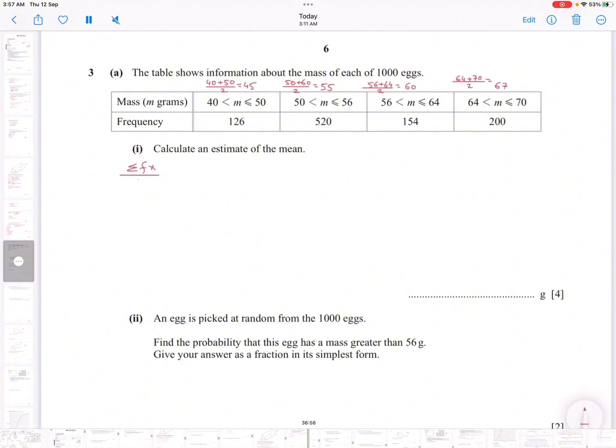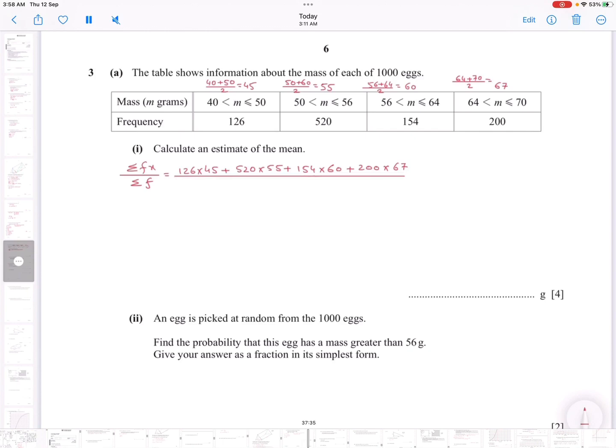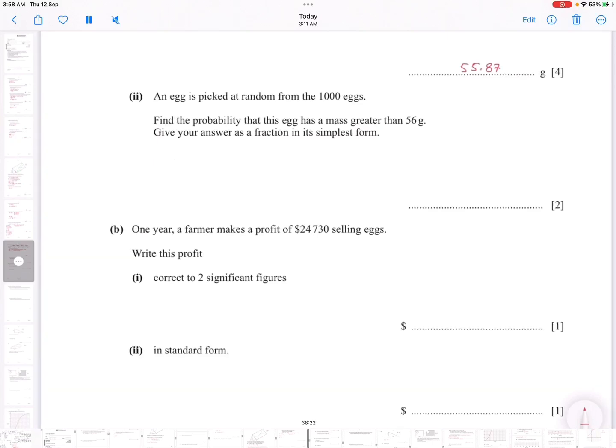Sum of f x over sum of f. So 126 into 45 plus 520 into 55 plus 154 into 60 and so on, divided by the sum of all the frequencies. Use your calculator to find the final answer: 55.87.